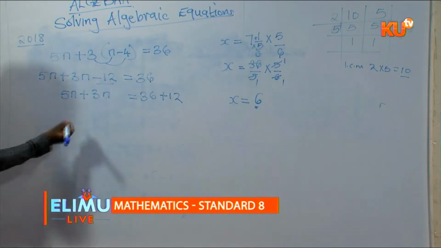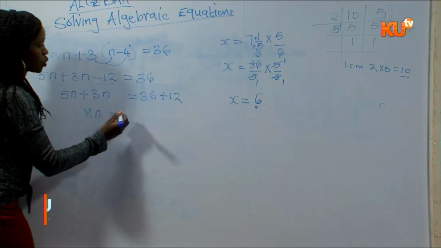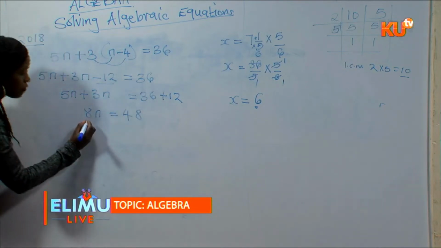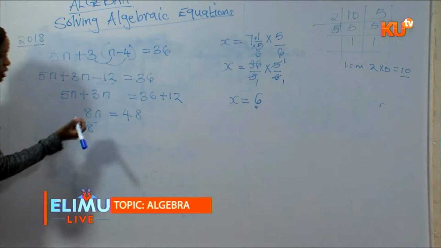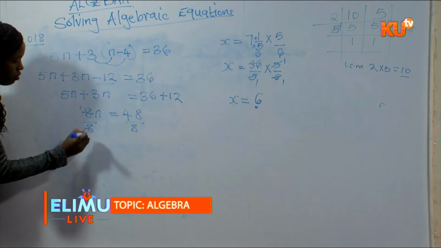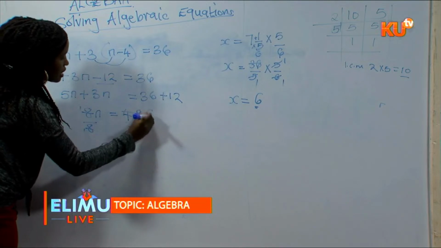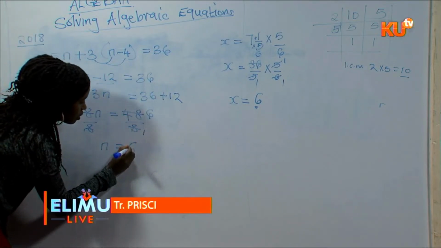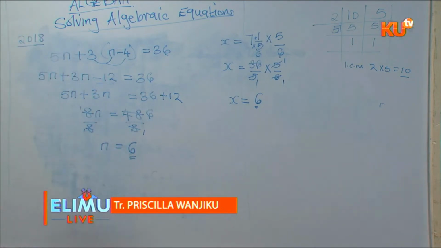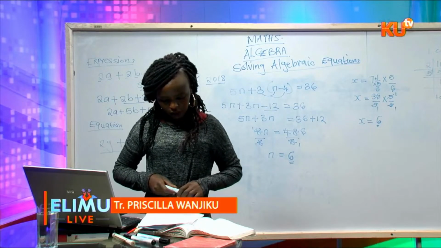So we add this together, we get 8n is equal to 36 plus 12. You're going to have 48. To get the value of n, I divide by 8 on both sides. So that I want to remove this 8 by 8, 1, by 8, 1. So n is going to be by 8, 1, by 8, 6. So the value of our n is 6. You can see algebra is a subject, a lesson, a topic that all of us can be able to get the correct answer.